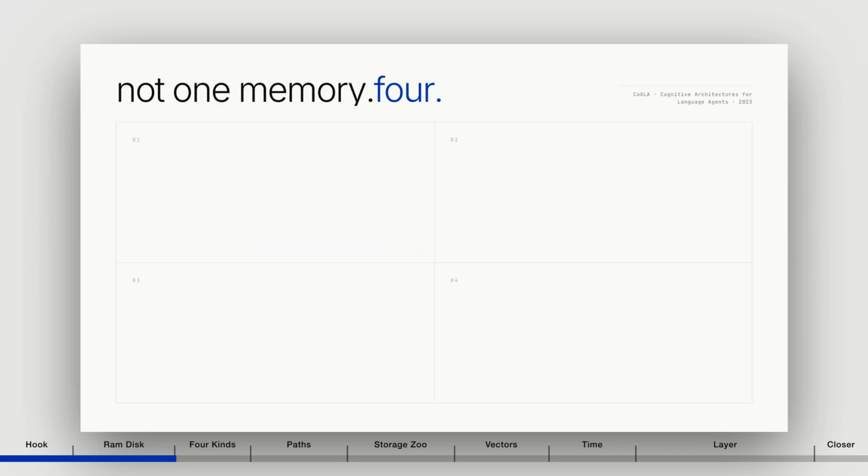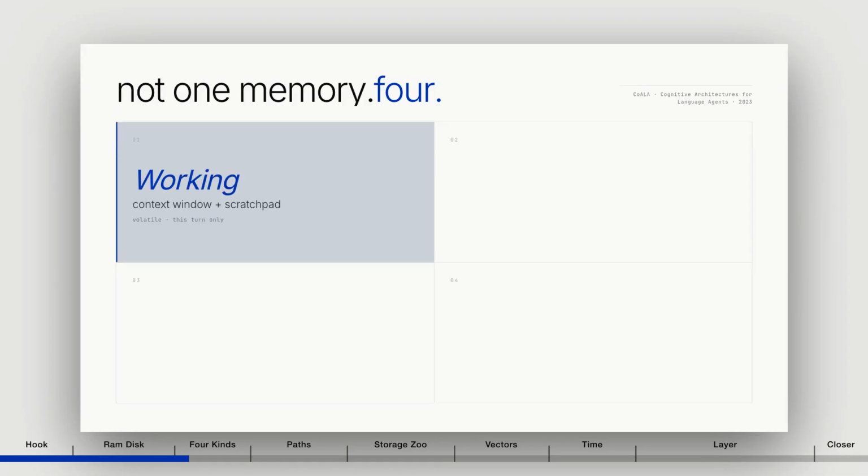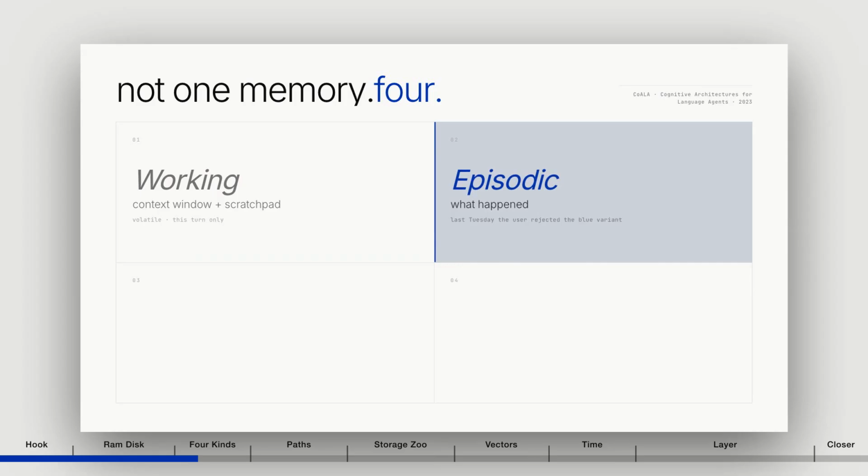Now, there isn't one kind of memory. There are 4. The CoALA framework formalized them for agents. Working memory. The context window, plus the scratchpad. Volatile, in flight, this turn only. Episodic memory. What happened? Past events, tool calls, outcomes. Last Tuesday, the user rejected the blue variant.